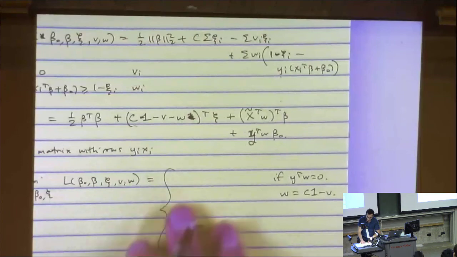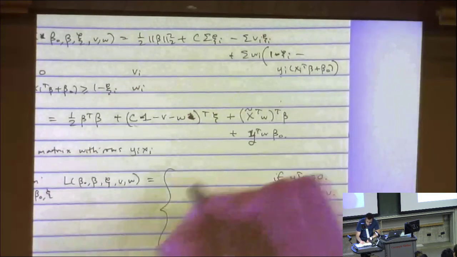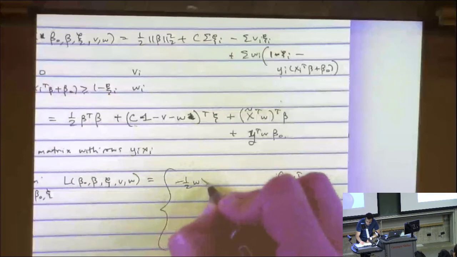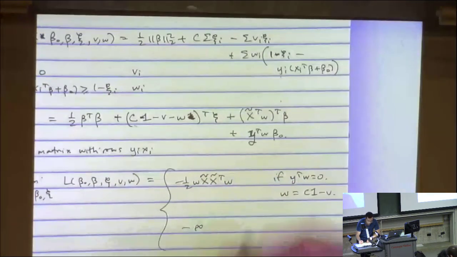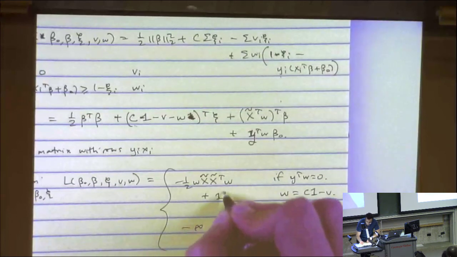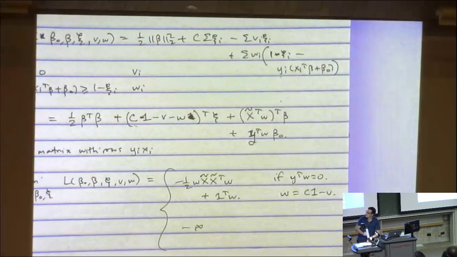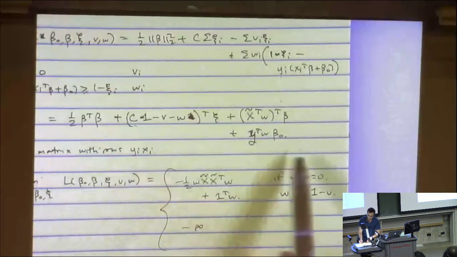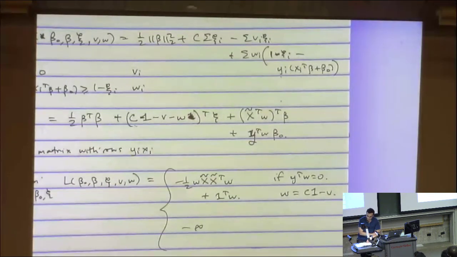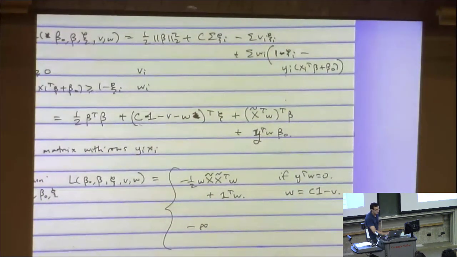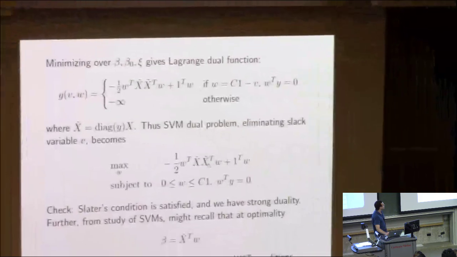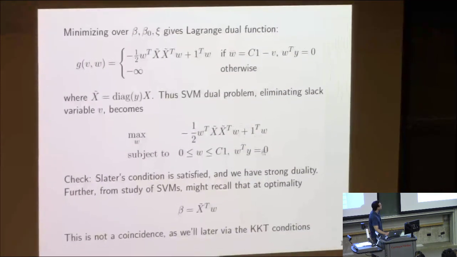Okay, and in this case, it's going to be a quadratic in W. This is going to come from the same type of calculation that we saw in a previous slide. This quadratic just comes from minimizing this function with respect to beta. So the SVM dual is this problem: maximize over W minus 1/2 W transpose X tilde X tilde transpose W plus 1 transpose W.